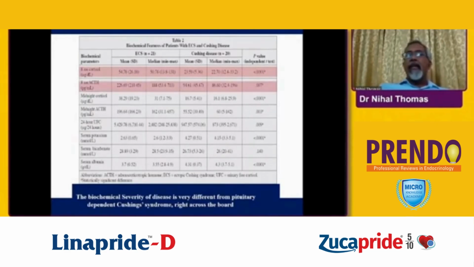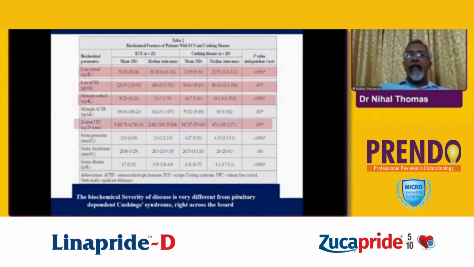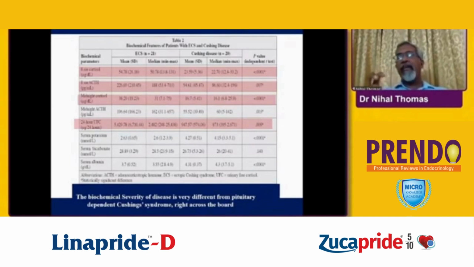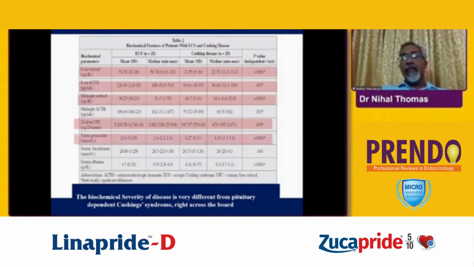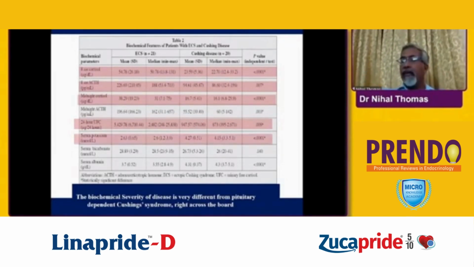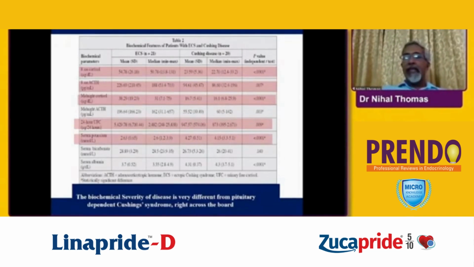ACTH is invariably extremely high, usually much more than 100 picogram per ml in our lab. The midnight cortisols are elevated, and the urine free cortisol levels show absolutely or virtually no overlap with those patients who have pituitary Cushing's. They're extremely high once again. So if you have a good UFC assay and a good ACTH assay, these can actually help you in predicting your possibility of ectopic ACTH versus Cushing's disease before doing the high-dose dexamethasone suppression test.